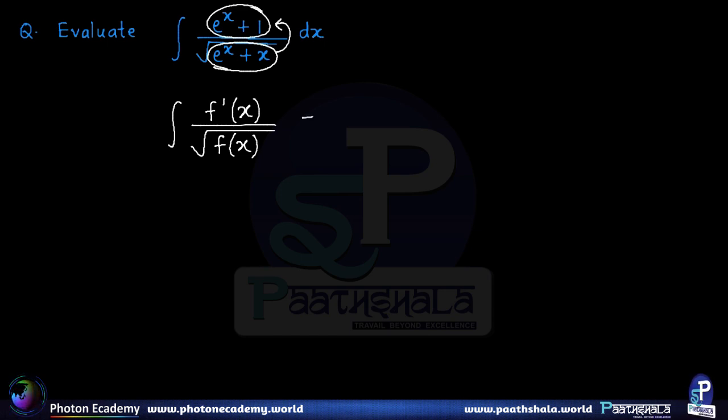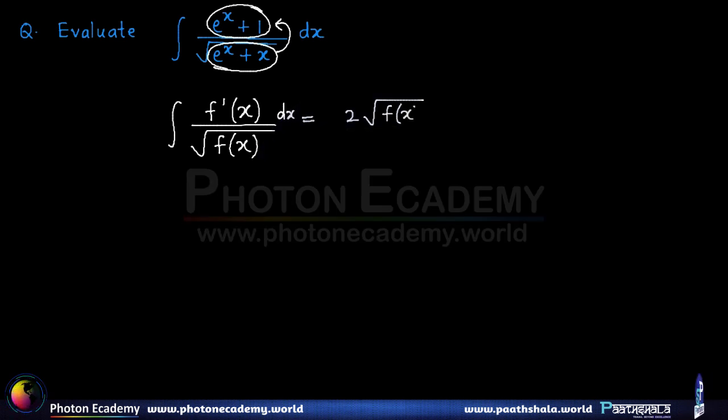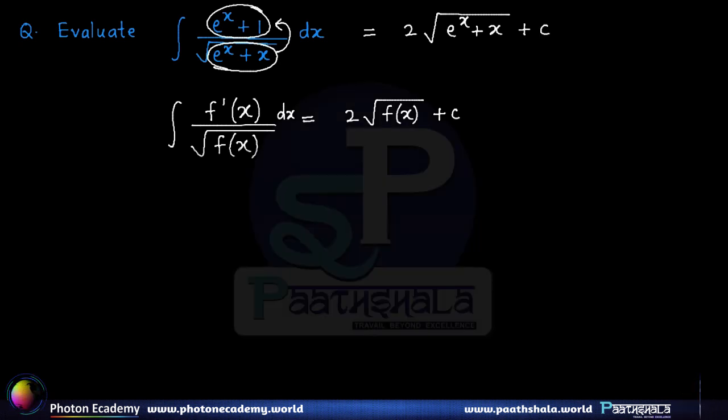And we know that the integral of f dash of x upon root of f of x is nothing but 2 root f of x plus c. So therefore the answer of this question will also be nothing but 2 root e raised to x plus x plus c. So that is how we use the substitution method and its corollaries.